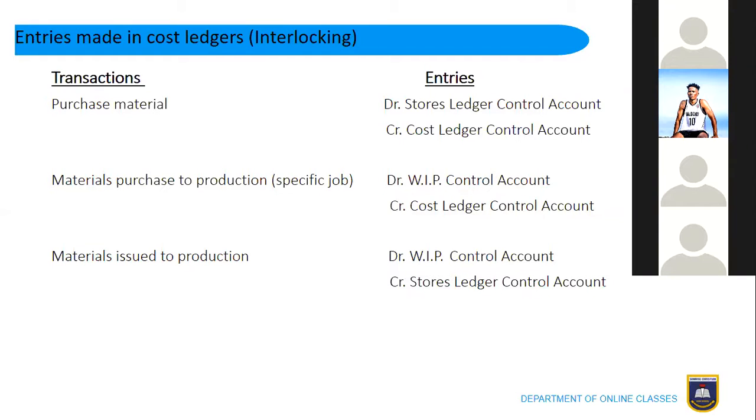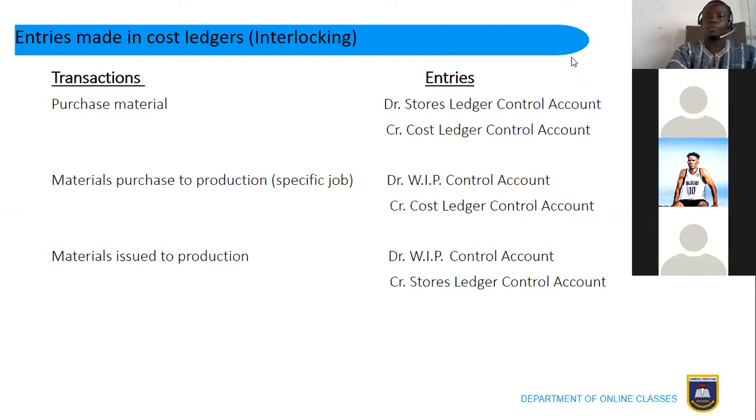All right. Then our next transaction, materials issued to production. Materials issued to production. So here we have to debit our work in progress control account and then credit our stores ledger control account. Why are we crediting stores ledger control account here?